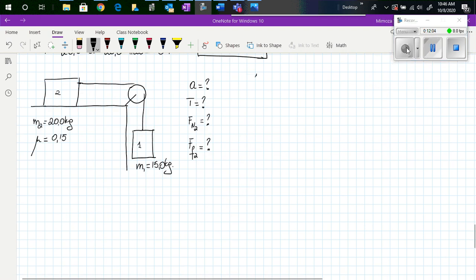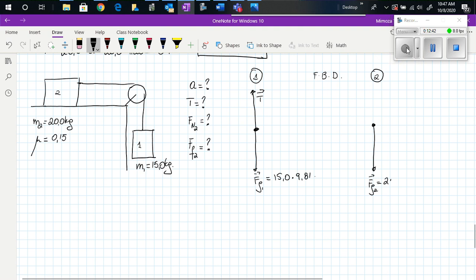So this being the situational diagram, the free body diagram of both objects, starting with object 1, will be something like this. We have force of gravity 1, which is 15 times 9.81, and we have tension that is starting from the object going along the string. And for object 2, it's a bit more complicated because we will have a force of gravity of object 2, which is always starting from the object going toward the center of the Earth, and in magnitude will be 20 times 9.81. And here we have the tension that is starting from the object going along the string. So tension is this way.